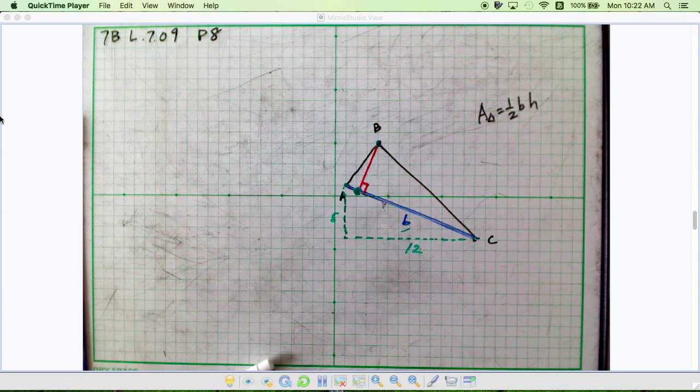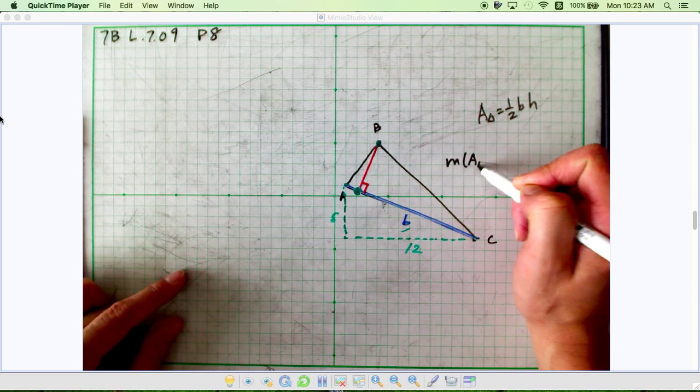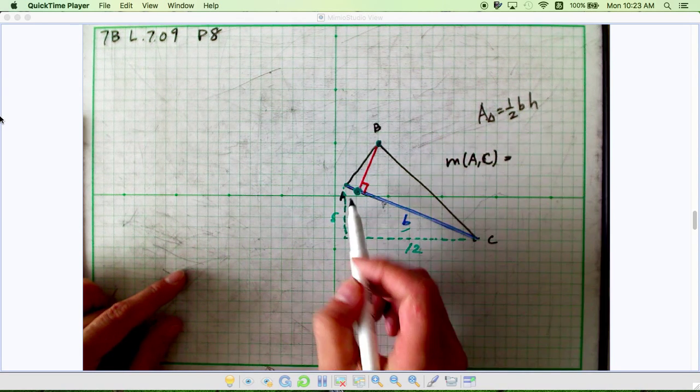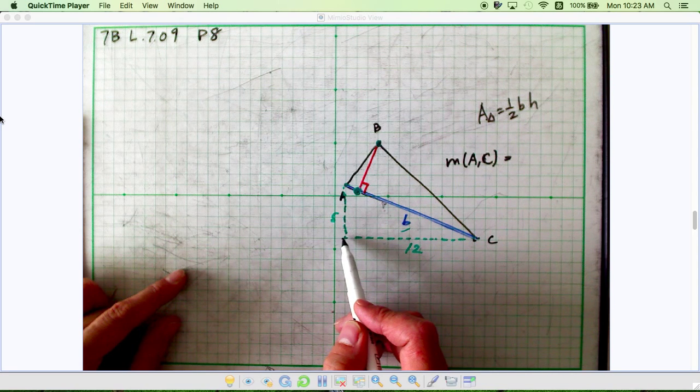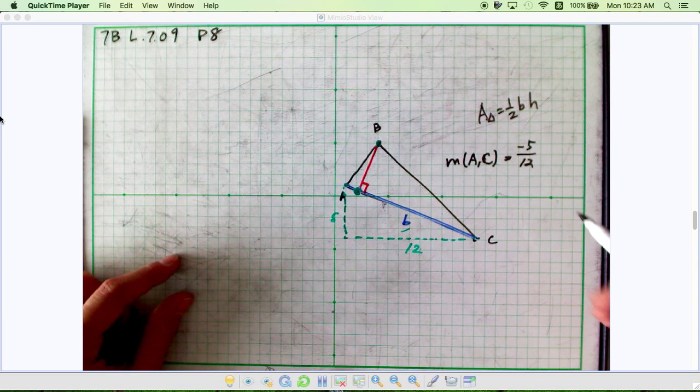So that's 7.09. In this, if you look at theorem 7.6, two non-vertical lines are perpendicular if and only if the product of the slopes is -1. So looking at the blue line, what is the slope of it? The slope of AC, from here to here, is rise over run. So you go down 5, 12 over, so -5 over 12.